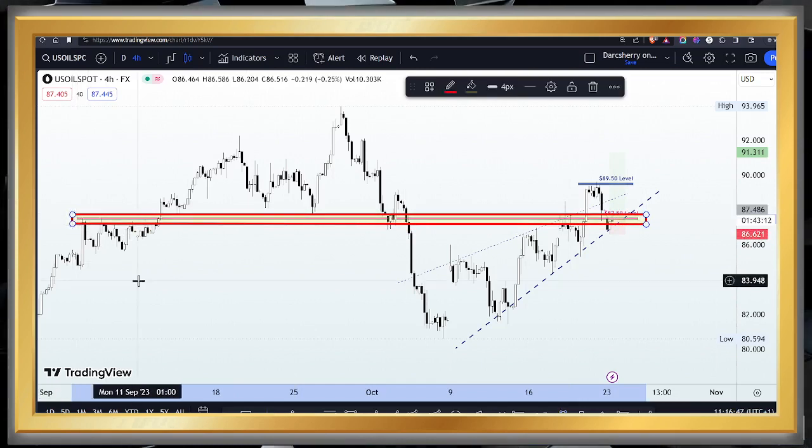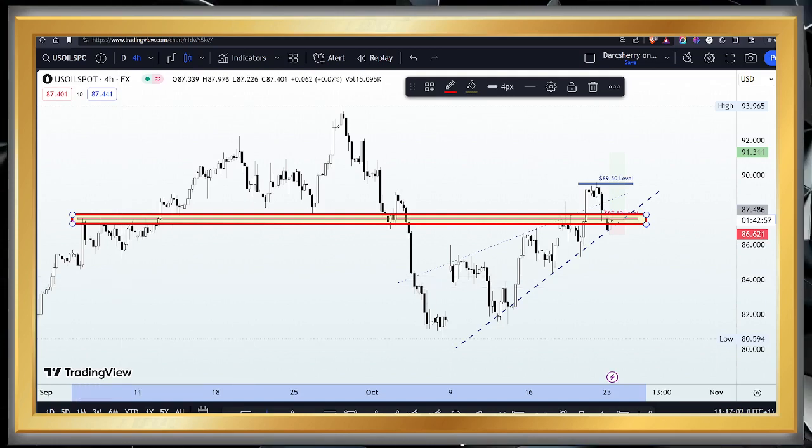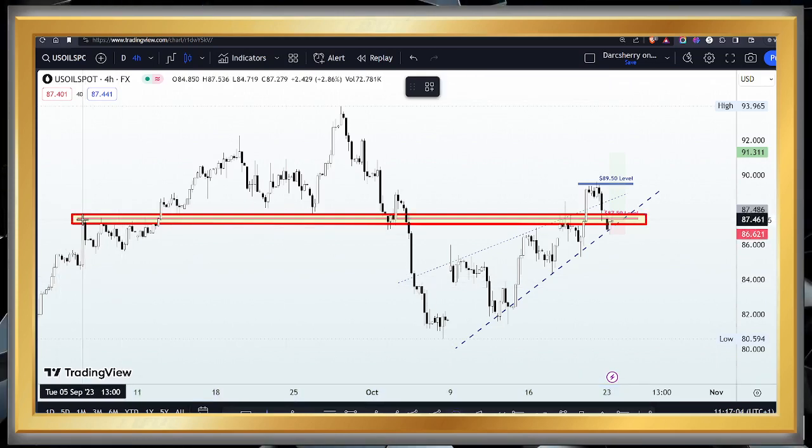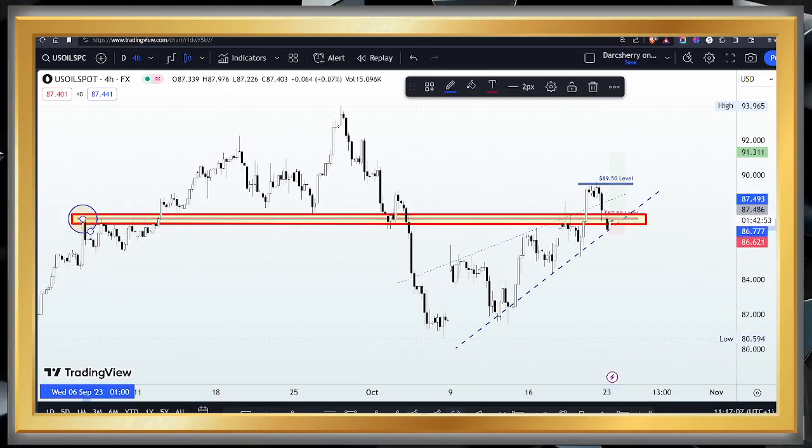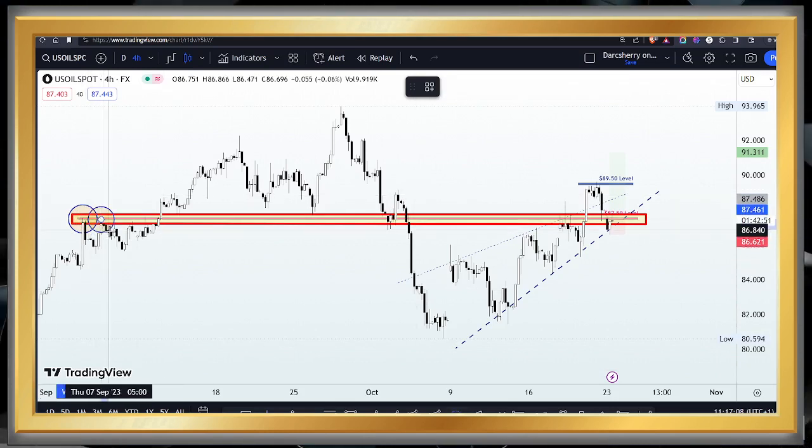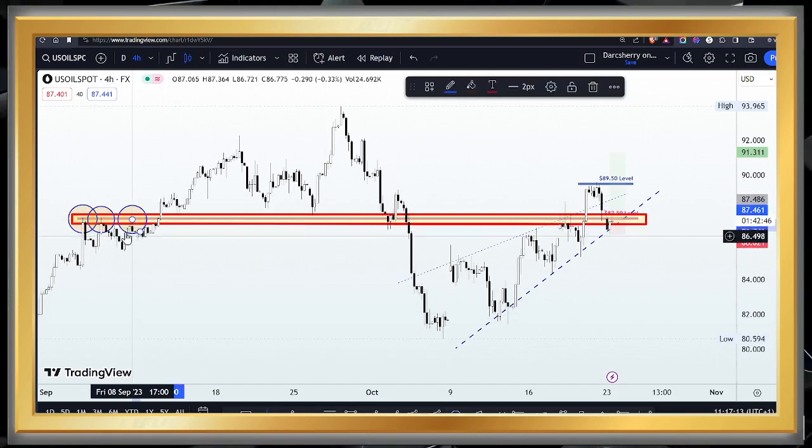Now, if you look at the structure, the reason why I have chosen the $87.50 area is simply because of the major role it had played in determining the direction of price action since the beginning of the month of September. Now, if you look at the first week of September, you will see how the $87.50 level was more of a selling niche in this market, as it played a major role in negating all attempts by the buyers to break out of that structure.